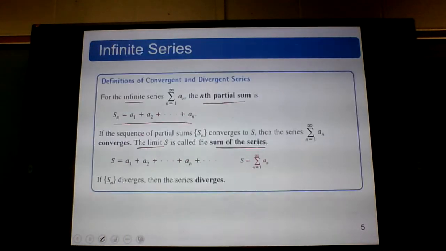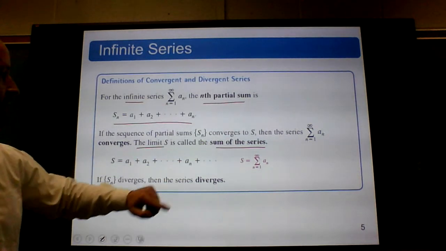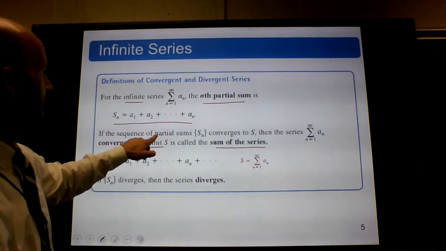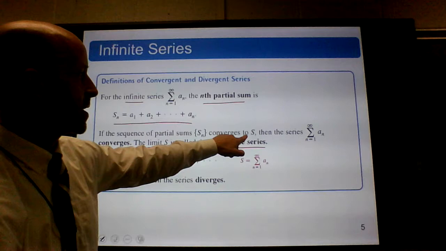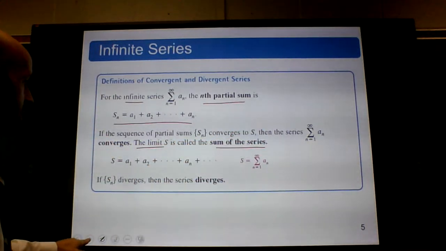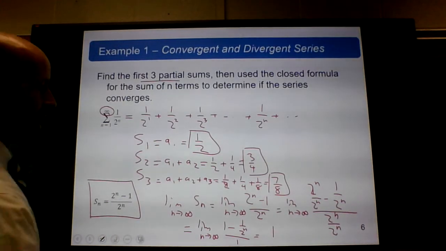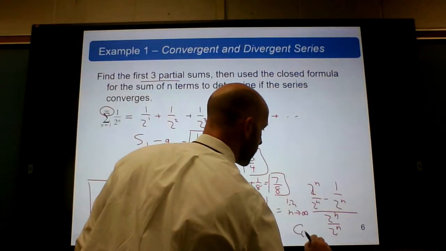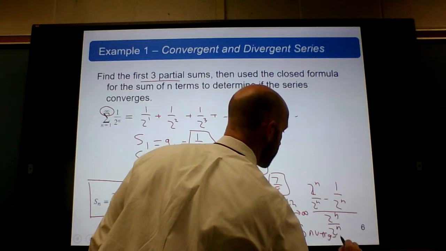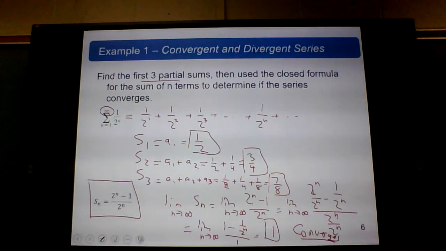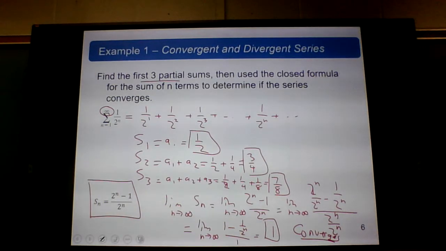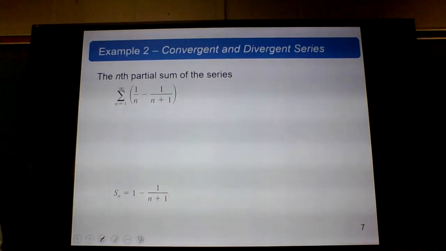So now if we go back to our theorem here, the limit s is called the sum of the series. Where's the convergent part? Here we go. If the partial sum converges to s, then the series converges. So therefore, in this case, since we get 1, this is going to converge. This series is going to converge to 1. So it's going to grow, but it's going to get no larger than 1. In fact, that's what it converges to.